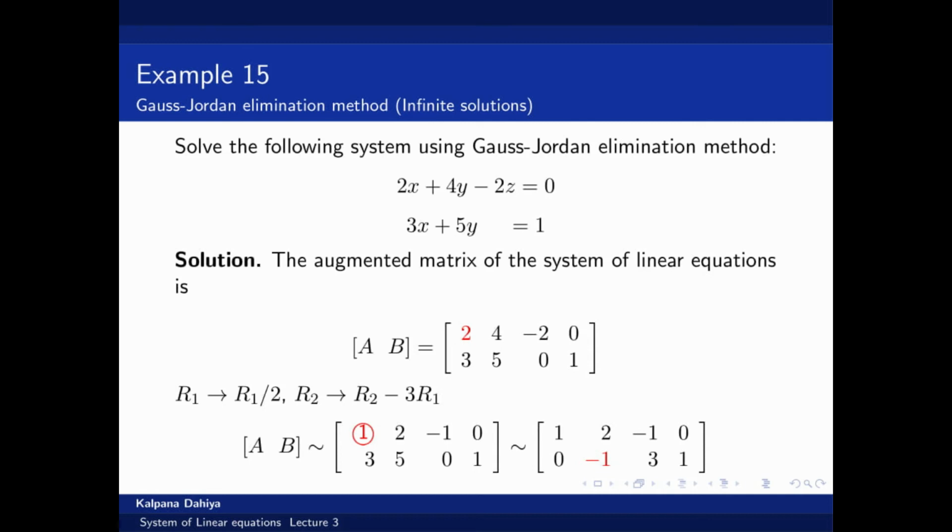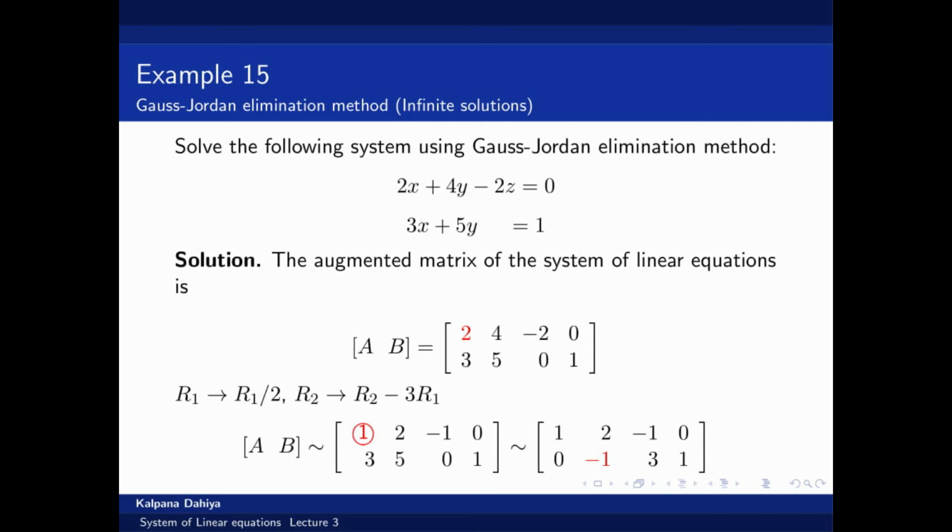Now refer to the first column. 1 is the pivot element. So except this, we have to make all other entries 0. So we make the first entry in the second row, which is 3, into 0. For this I am applying the following operation: change R2 to R2 minus 3 times R1. Then the augmented matrix is equivalent to the third matrix here: 1, 2, minus 1, 0. The second row is 0, minus 1, 3 and 1.